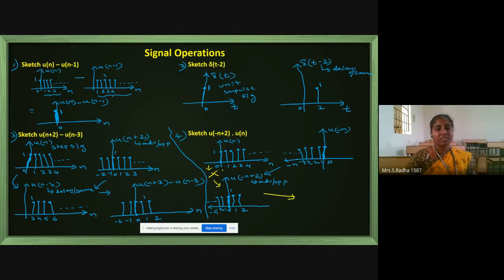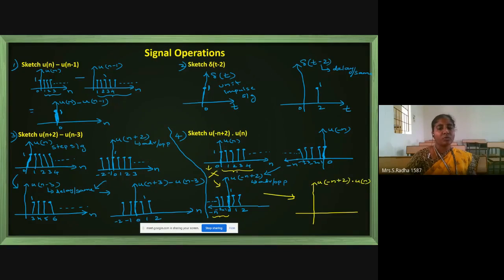You can see the first diagram is from 0 to 4. In the second diagram, on the negative side it is present completely up to infinity, but the first signal is completely 0. When you multiply 0 with anything, the answer is 0. So in the final diagram, the negative side height is 0.